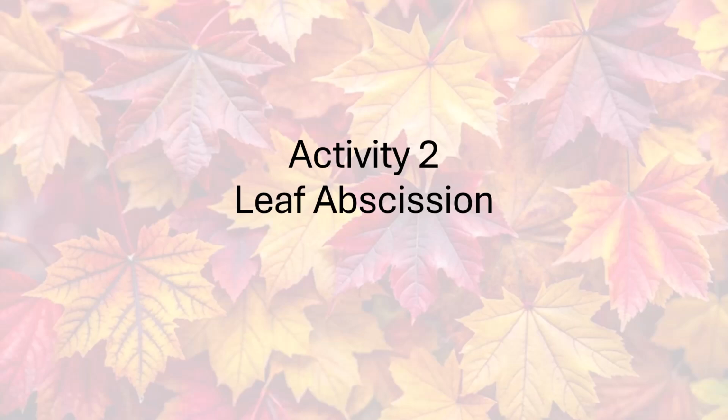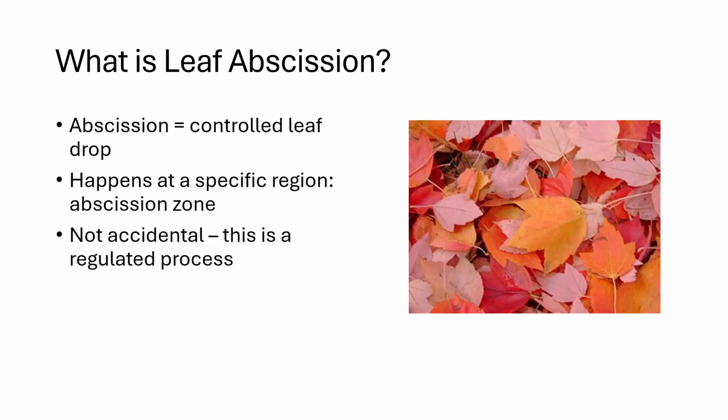In this activity, we're focusing on leaf abscission, the controlled process by which plants shed their leaves. You'll be looking at a prepared slide showing the abscission zone and learning how plants separate a leaf while still protecting the stem. Leaf abscission isn't random damage or tearing. It's a controlled, programmed process that happens in a specific region called the abscission zone.